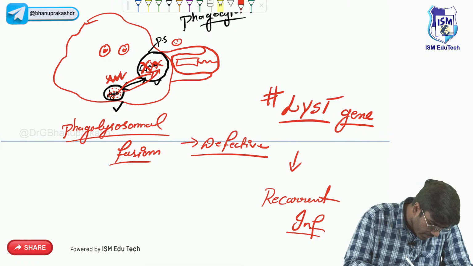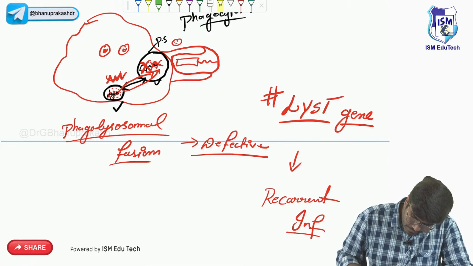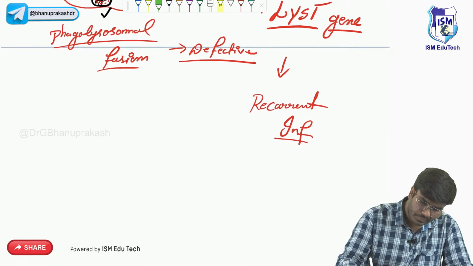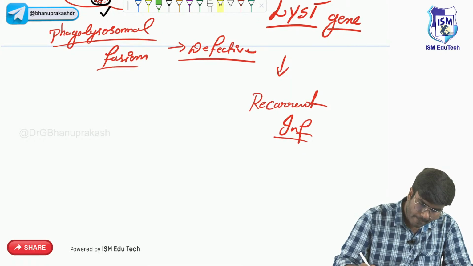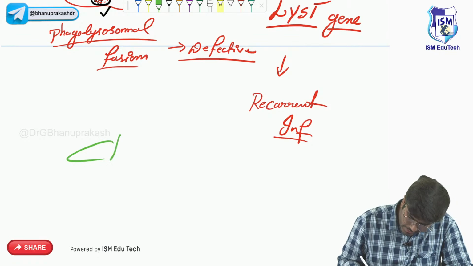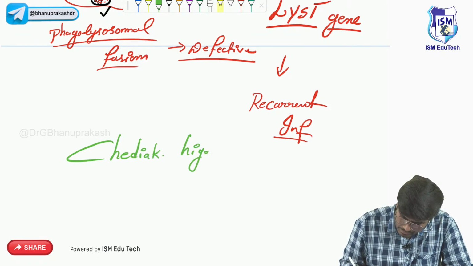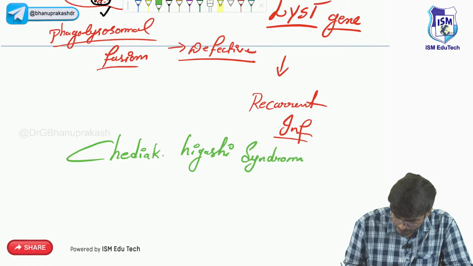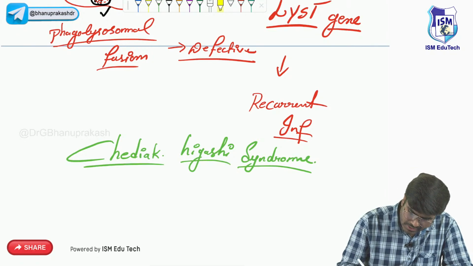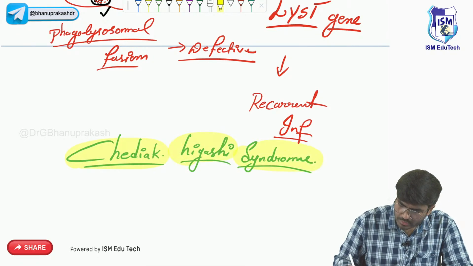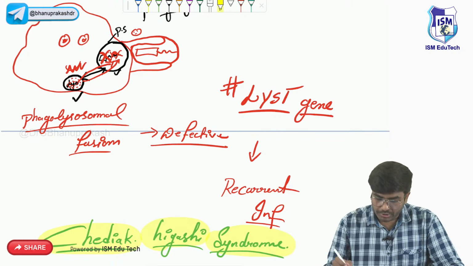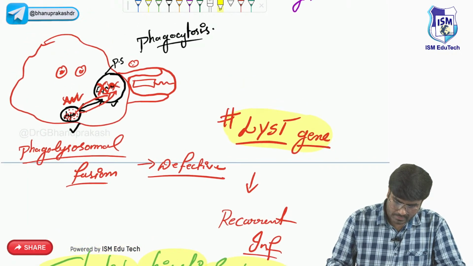Can you tell me what is the name of this disease? Come on, guys. The name of this disease is called Chediak-Higashi syndrome. Okay, so in Chediak-Higashi syndrome, the patient is going to have defective phagolysosomal fusion due to LYST gene mutation.